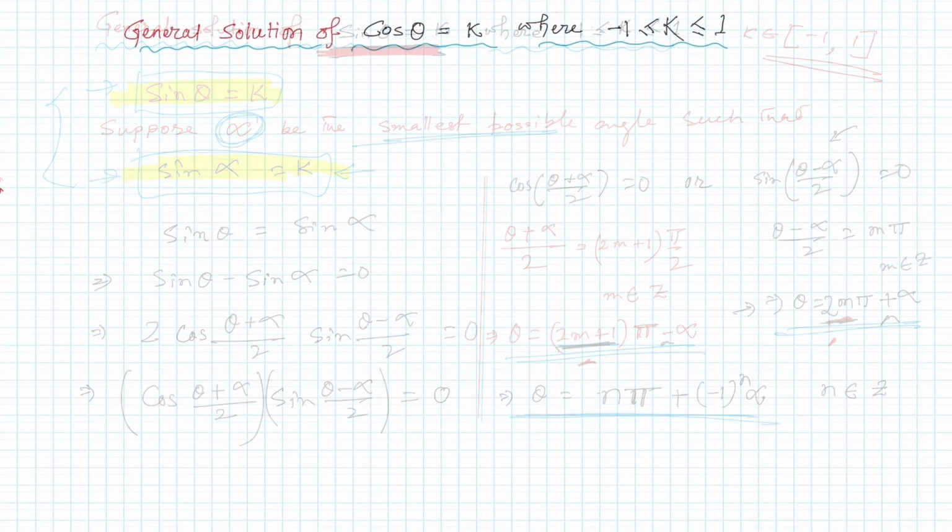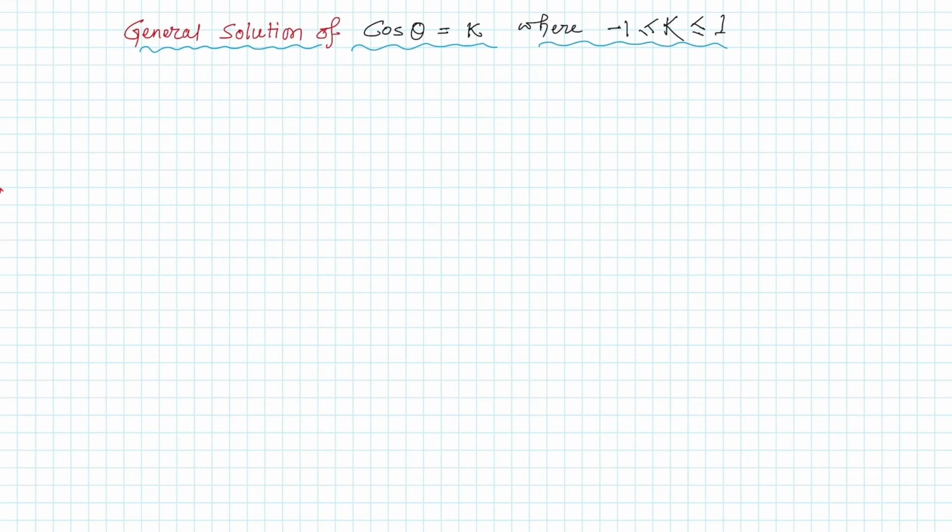Now let us obtain the general solution of cos theta is equal to k, where k is greater than or equal to minus 1 and less than or equal to plus 1, and that means k is in the range of the function cos theta. So what was the range of cos theta? We know that the range of cos theta is also the same as that of sine theta.